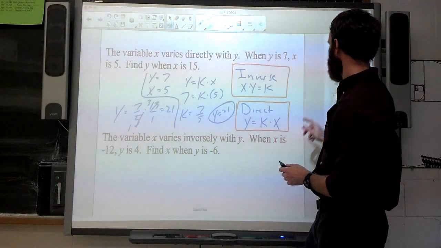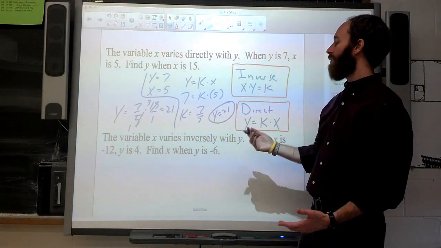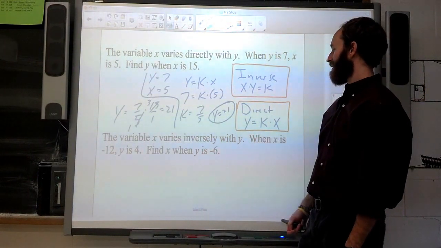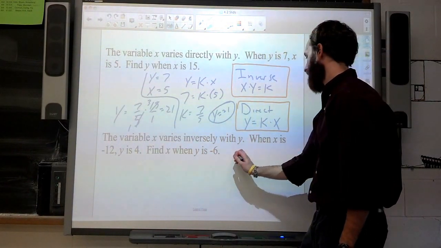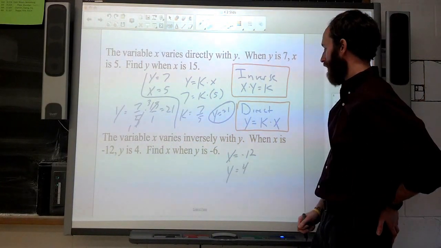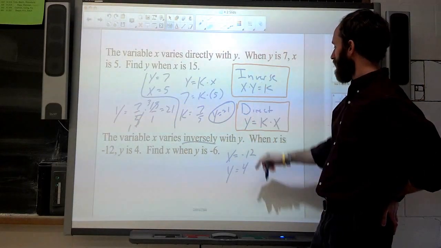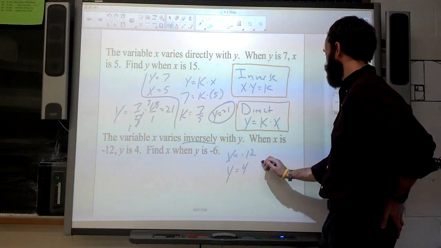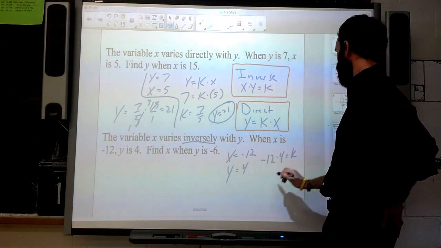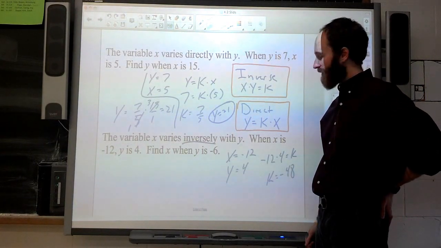Next example. The variable x varies inversely with y. When x is negative 12, y is 4. Find x when y is negative 6. So I have my situation here. When x is negative 12, y is equal to 4. I'll see, again, this is inversely. So I'll say negative 12 times 4 equals k. K is equal to negative 48. So I have negative 48 for k.